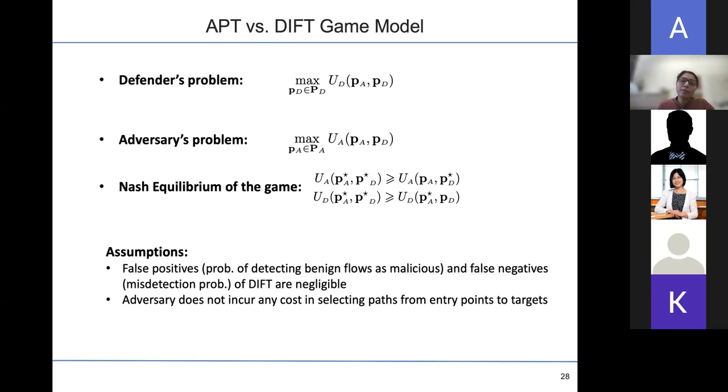And so we will be looking for the solution to the game. We will be looking at this solution approach, Nash equilibrium. And I also want to point out the assumptions we have here. The first one is we do not consider false positives and false negatives generated by DIFT in this work. In other words, if DIFT is performing a security analysis, we assume that it is capable of making the correct decision, whether the flow is malicious or benign. So there is no false positive and false negative generation. And the second assumption is we do not impose any cost constraint on the adversary here. So the adversary has infinite amount of resources that he can use for this path selection.